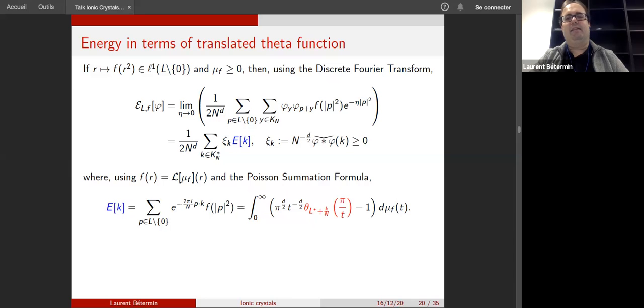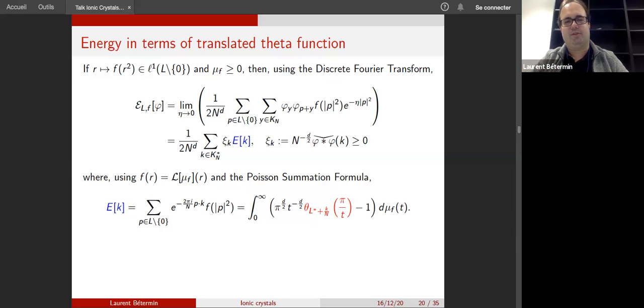And the magic of that is that it's positive, right? Because we all know that it's true for the continuous case, and it's true for the discrete case, even though I don't give any definition here, it's positive. And now I can write Ek. So what is Ek exactly? Ek is the sum among all the points that are not zero of this complex exponential function times f. And of course, using the Poisson summation formula, it's actually the sum of f shifted, right? And now I use the fact that f is the Laplace transform of a measure, and I write this formula.